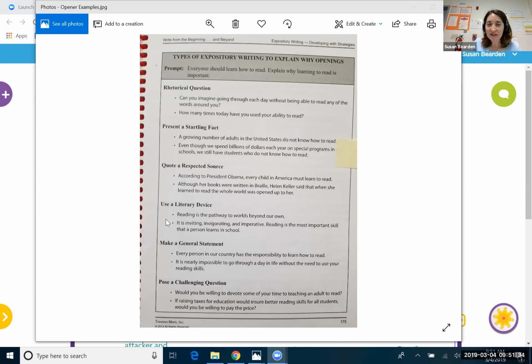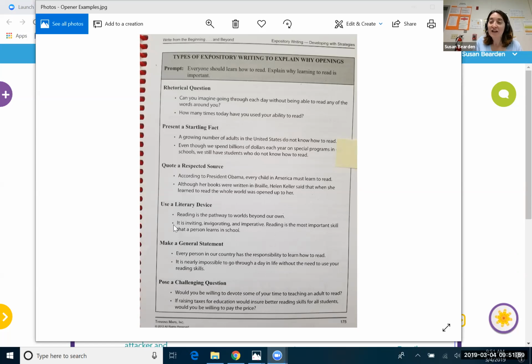And remember, our topic again was why it's important to learn to read. So our first one says, reading is the pathway to worlds beyond our own. So this would be an example of an analogy. We're comparing reading to a pathway. They're not really the same thing, but we're making a comparison. So that's an analogy, and that is a literary device. Excellent. So let's look at the next example.